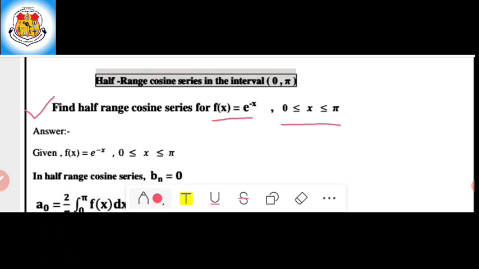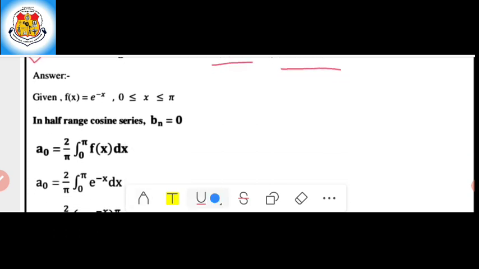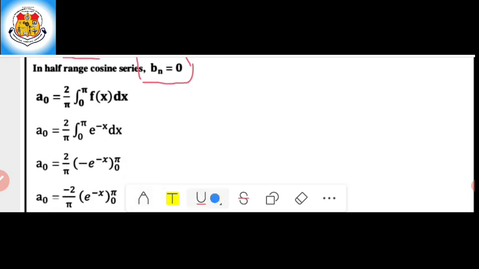To find the solution of the half-range cosine series for the function f of x, first we write the given function f of x is equal to e raised to minus x. Here the interval is 0 to pi. And we know that in the half-range cosine series, the value of the Fourier coefficient bn is always 0. Now, the remaining Fourier coefficients a0 and an can be determined.